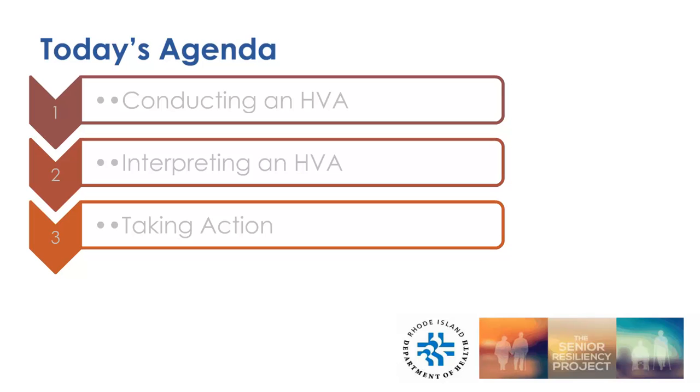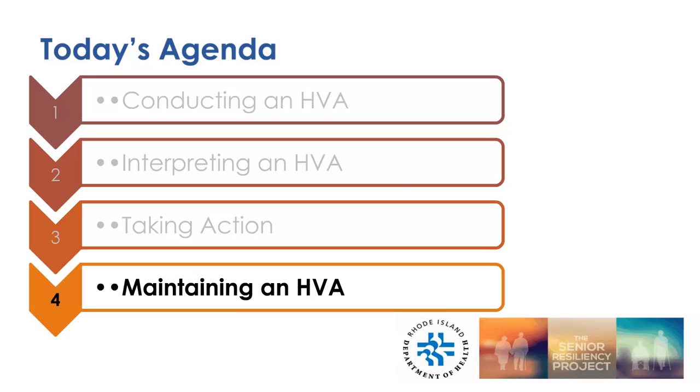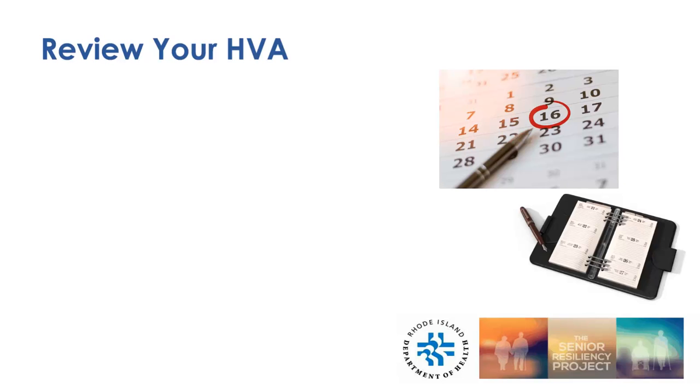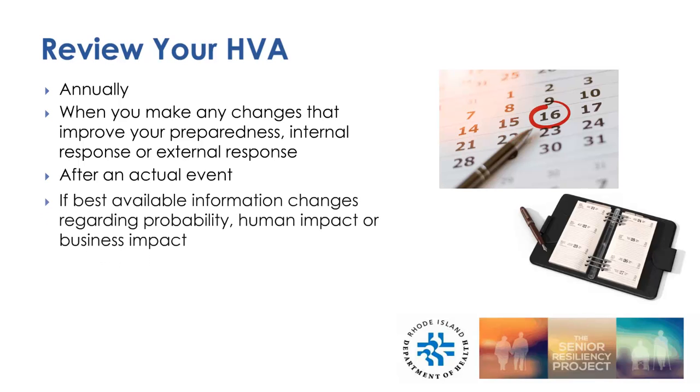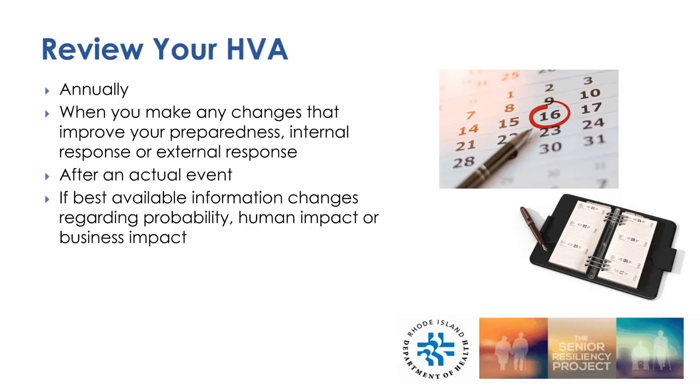Our final topic is addressing the maintenance of your organization's HVA into the future. Your HVA is a living, changing document. Review your HVA annually as part of a comprehensive emergency preparedness program. When you make any changes discussed today that improve your preparedness, internal response, or external response after an actual event, or if available information changes regarding probability, human impact, or business impact.